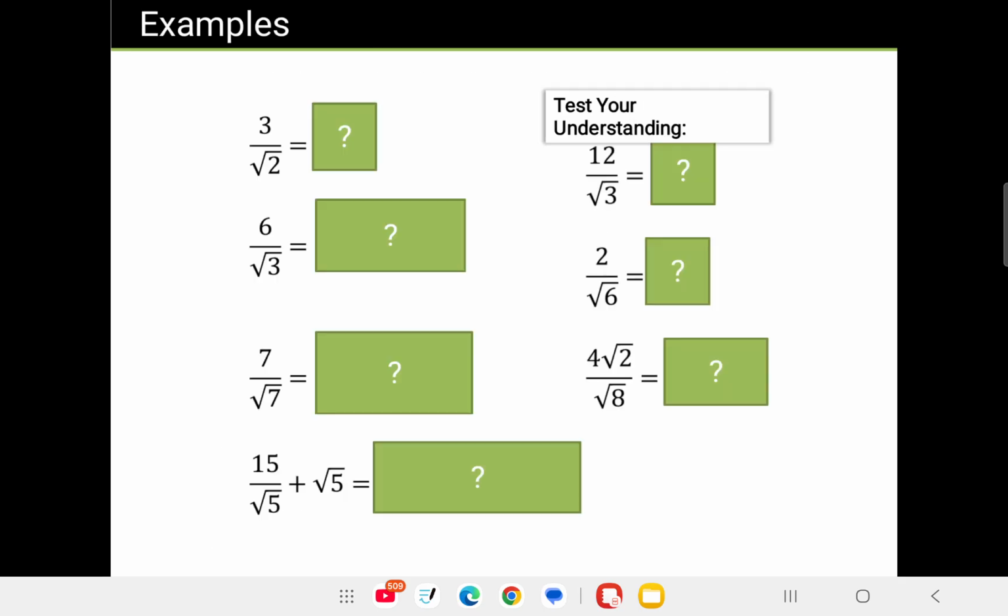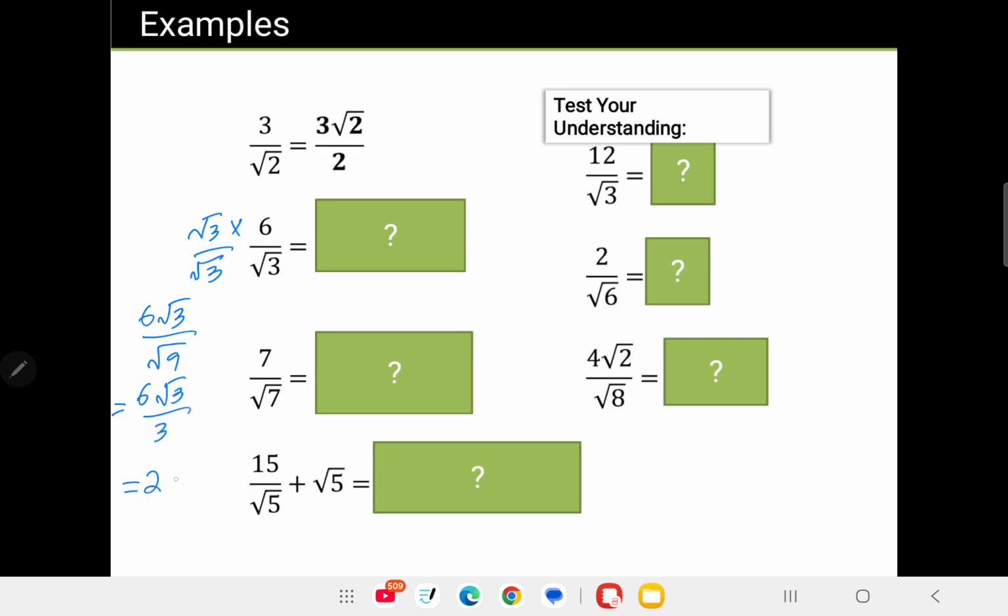Again, we have some examples to check how you can eliminate your surd values from the denominator. In this case, you should times by root 2 up and down to eliminate your surd from the denominator. In this case, we should times by root 3 up and down, so in the numerator we have 6 root 3, and the denominator is root 3 times root 3, which is root 9, and root 9 is actually 3, so it's 6 root 3 over 3, and finally 6 divided by 3 is 2, so 2 root 3 is the answer in this case.